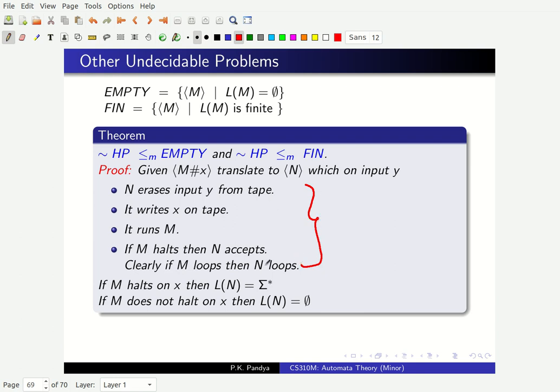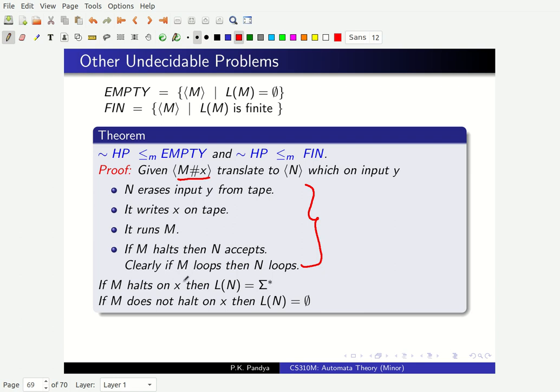And then the question is, what is the language of this Turing machine N that we have constructed, right? There are two cases. We have constructed this N given this MX pair. So for different MX pairs, we will get different N's. So MX is a parameter of N. We'll get different N's for different MX pairs. Looking at MX, we have constructed N, right? Because we are going to run that M.